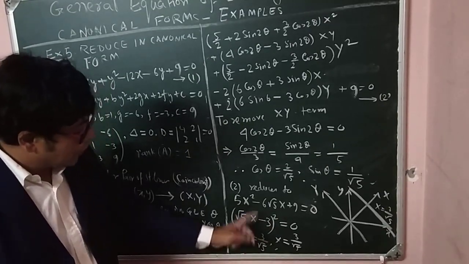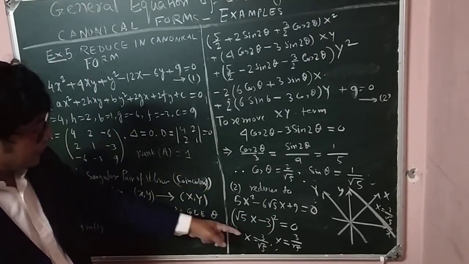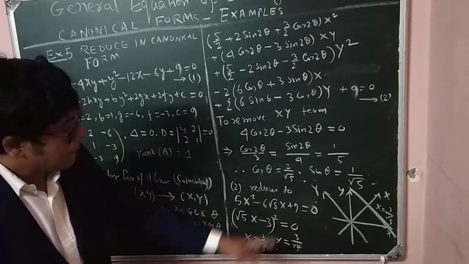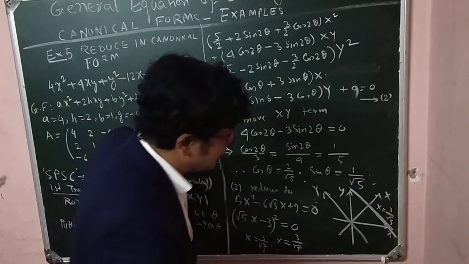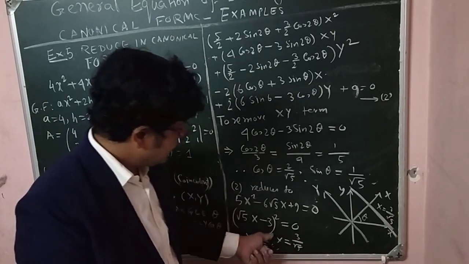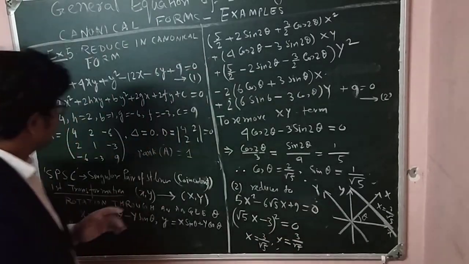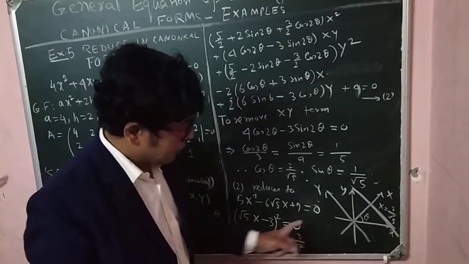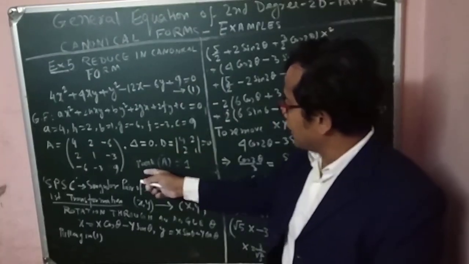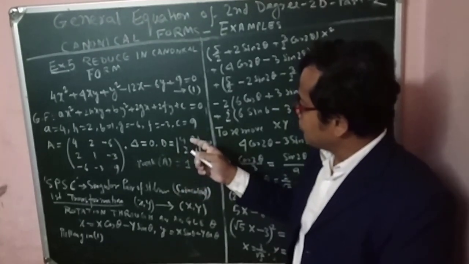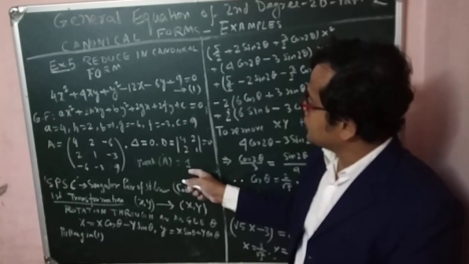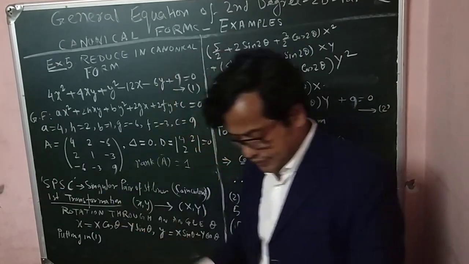So we get two equal straight lines, that is coincident straight lines, x equal to 3 by root 5. So we have rotated through an angle theta, and we obtain the straight line x equal to 3 by root 5. So this is the canonical transformation when the equation is given like this, and it is identified to be an equation with rank 1 with these coefficients, and that to be under SPSC.